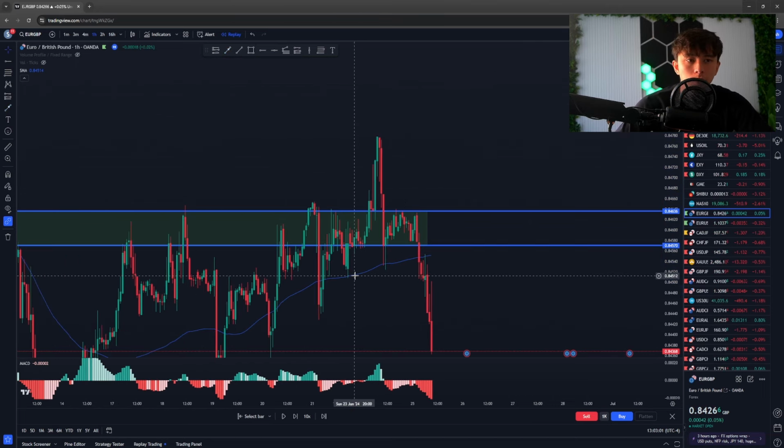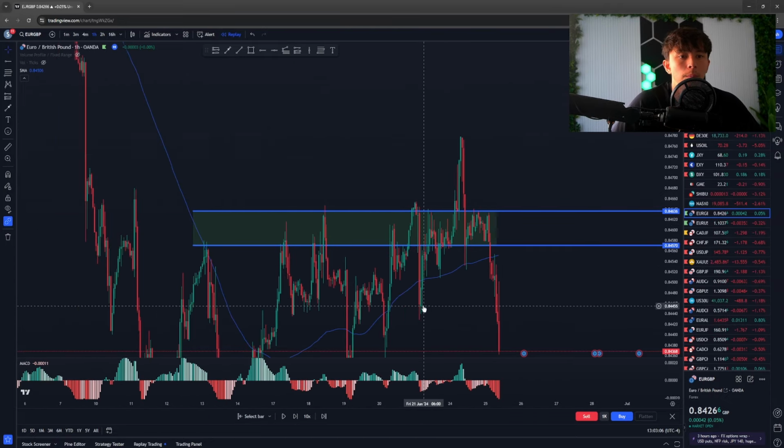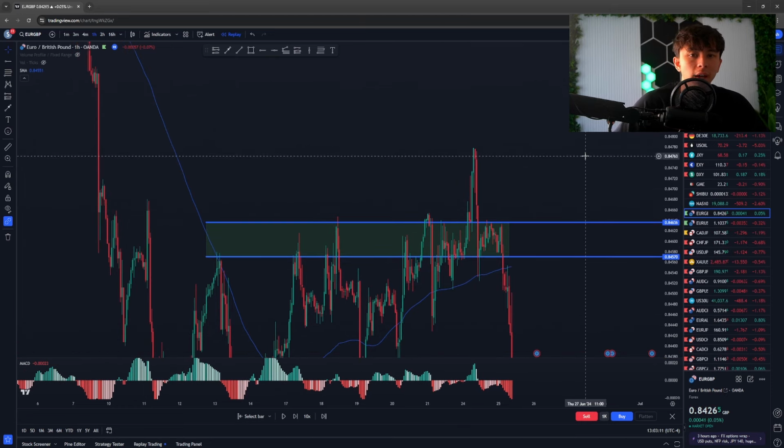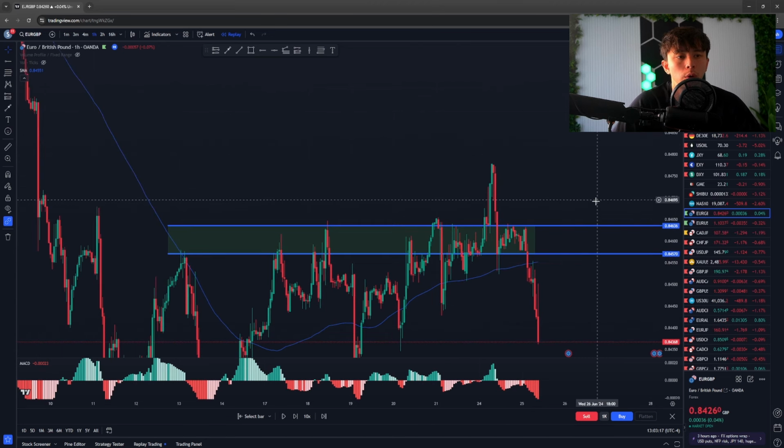Now, the reason why this works is because we have that major zone that price loves to respect. We also have the momentum of either price selling or buying, so it gives us quite the advantage when trading. And these are the kind of edges that you want to look for when trading.